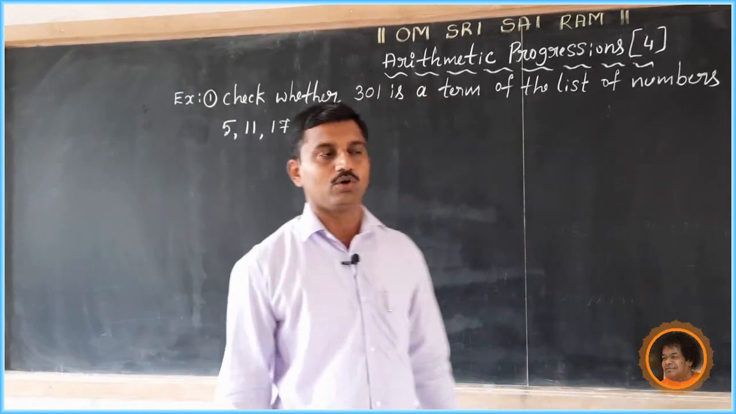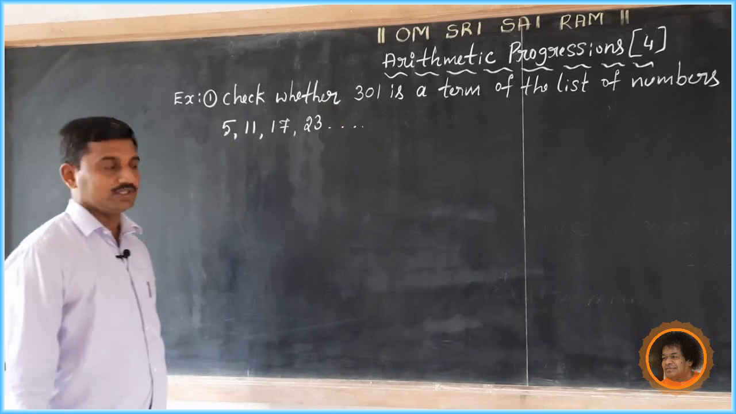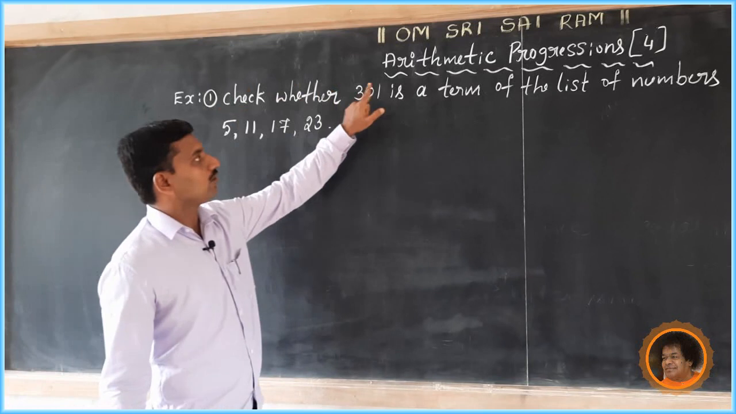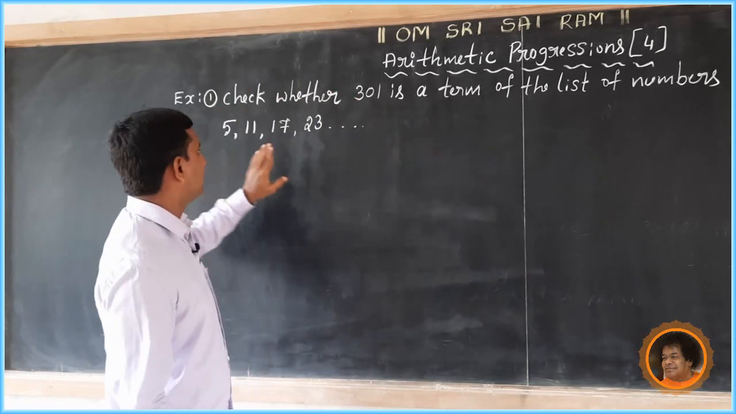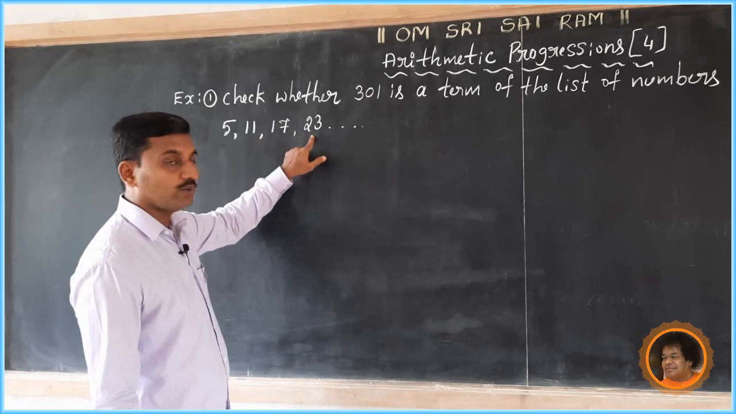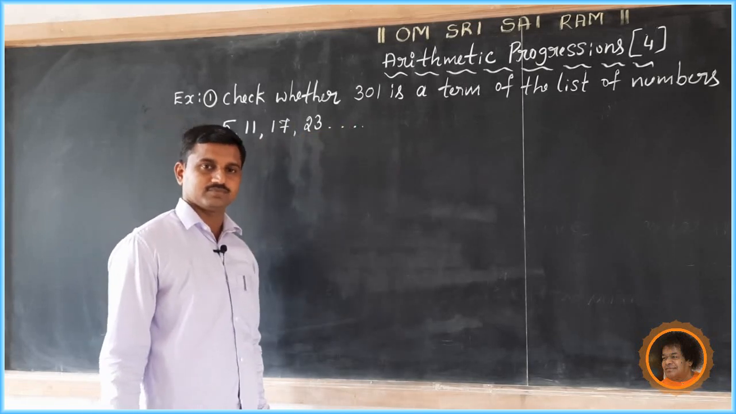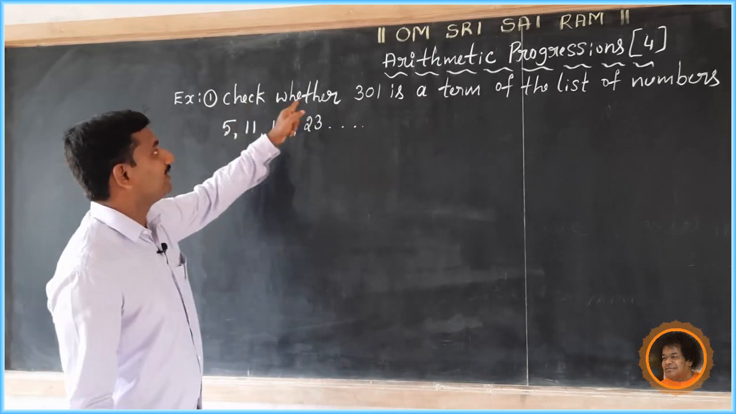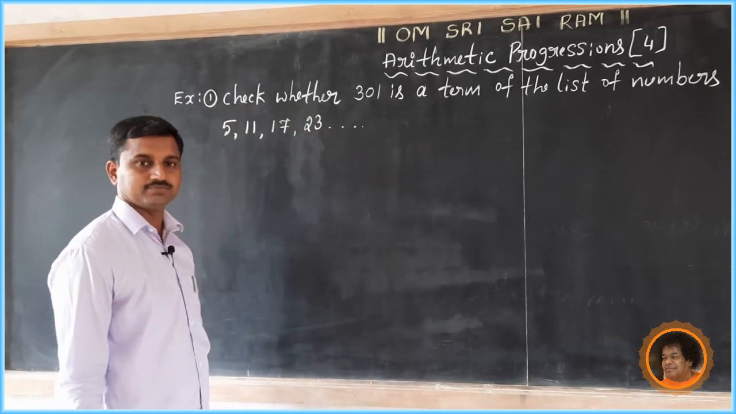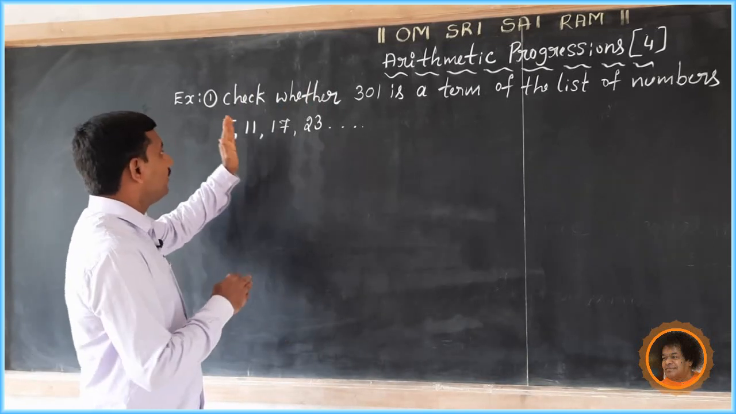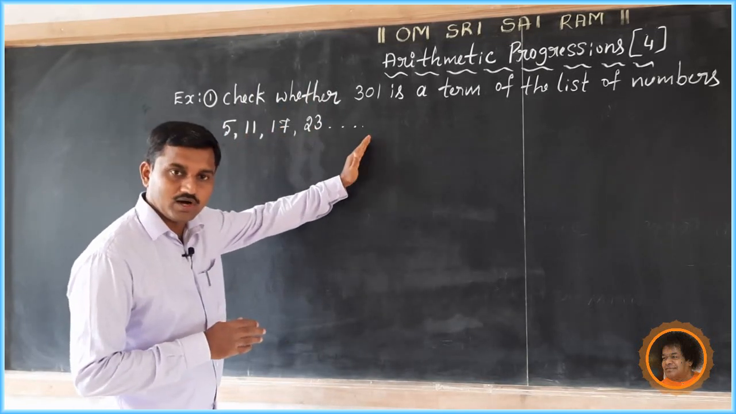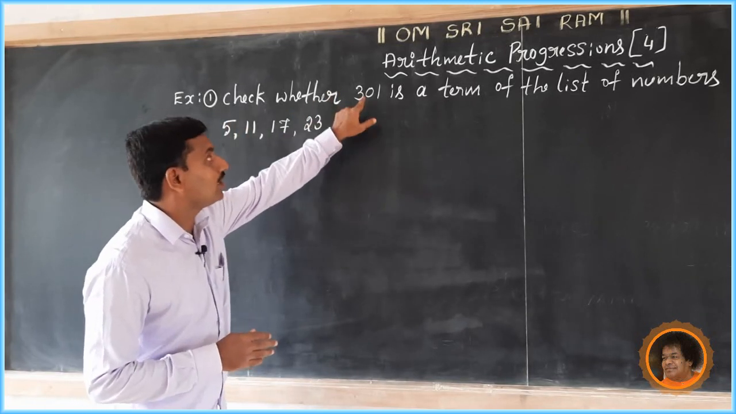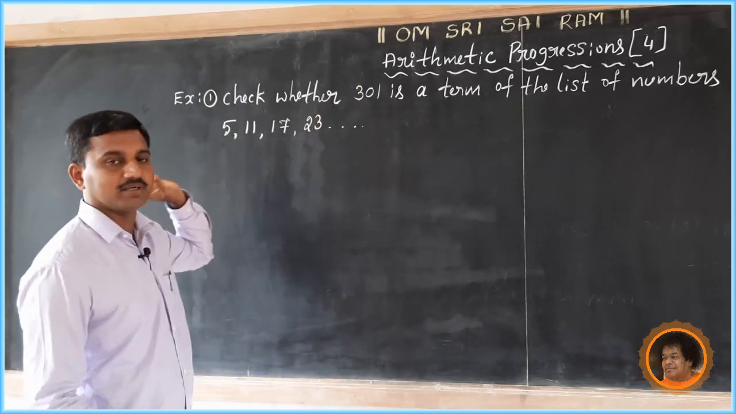So in this session also we are going to solve some more problems. Let us consider the first example. Check whether 301 is a term of the list of numbers 5, 11, 17, 23, and so on. Understand the question correctly. What is the question given? Check whether 301 is a term. When we write the list of numbers 5, 11, 17, 23, and so on, is 301 a term of this list?